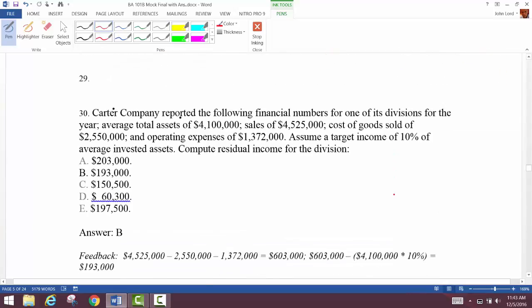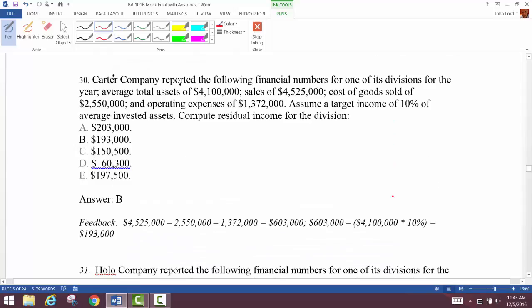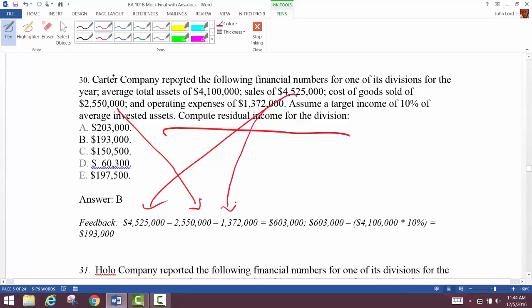Okay, good. Then you came over to number 30 here, and we've got this Carter Company, and Carter Company is trying to figure out its residual income here. And so what are we going to do? We're going to pick up our sales minus our cost of goods sold minus our operating expenses. That gives us our operating income on this, doesn't it?